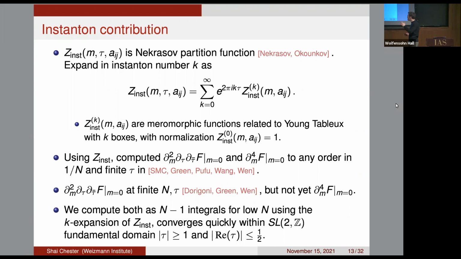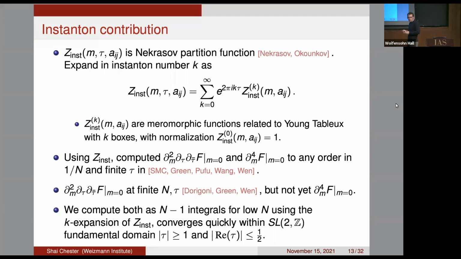So in practice, we just expand the Z^inst up to a certain k. This expansion is extremely convergent because as long as you look in the fundamental domain, all of these terms are damped by e^(2πikτ). And so they're getting exponentially smaller. So in practice, one only has to go up to even like k equals 1 or 2 to already get like 10 digits of precision, which is more than enough for our numerical purposes.